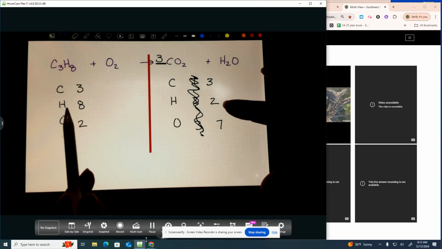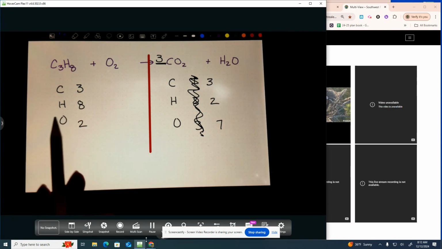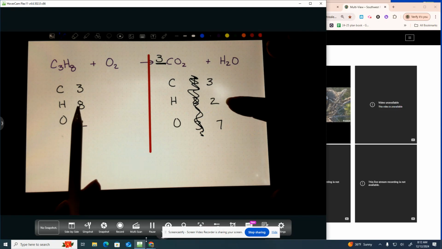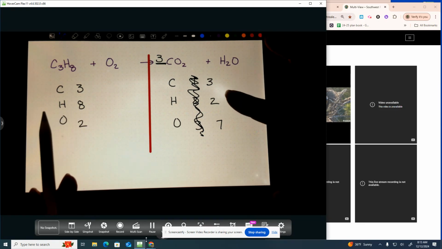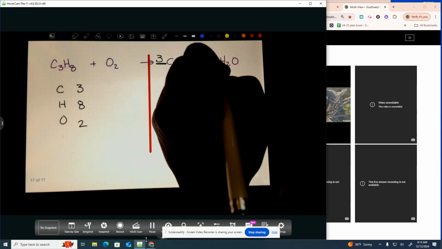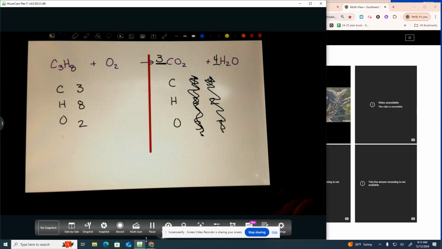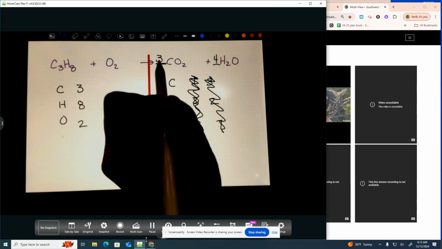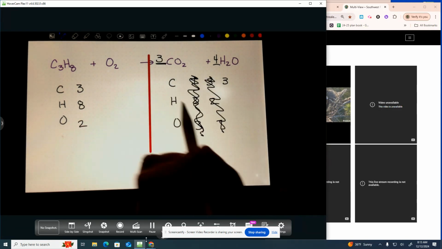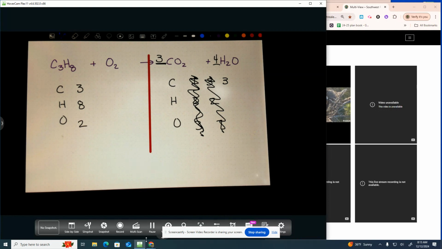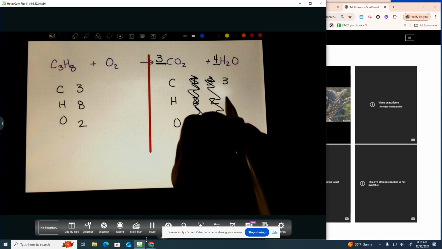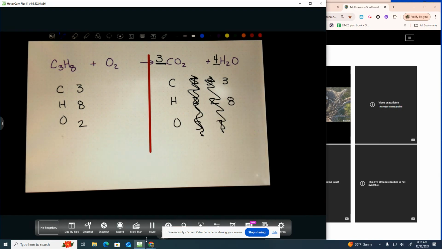All right, so we've got H's we have to do next. Oxygens go dead last. Do your oxygens last. 8 and 2. We're going to work on this side, the product side, in front of that H. What do you want me to put there? A 4. Okay. Recount. 3 carbons. How many oxygens do I have? Well, we got 8 hydrogens. How many oxygens do we have?